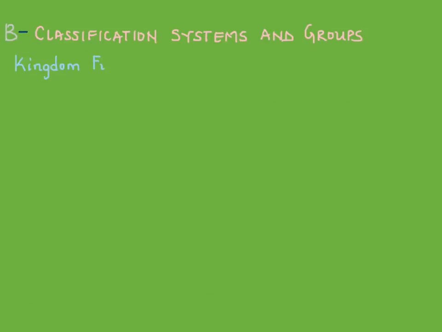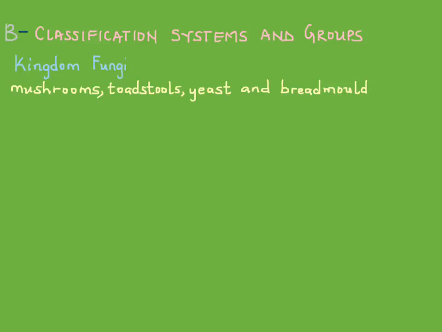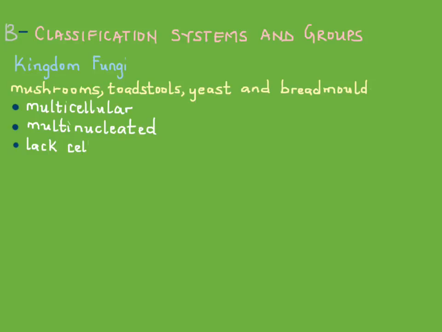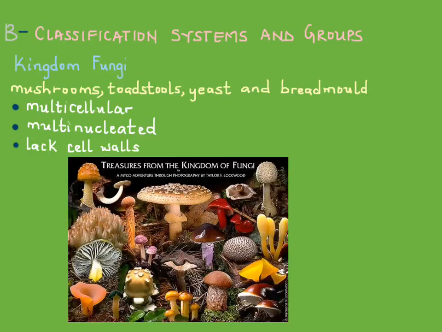Kingdom Fungi consists of organisms such as mushrooms, toadstools, yeasts, and bread mold. These organisms are made up of cells with many nuclei. The cells do not have cell walls.